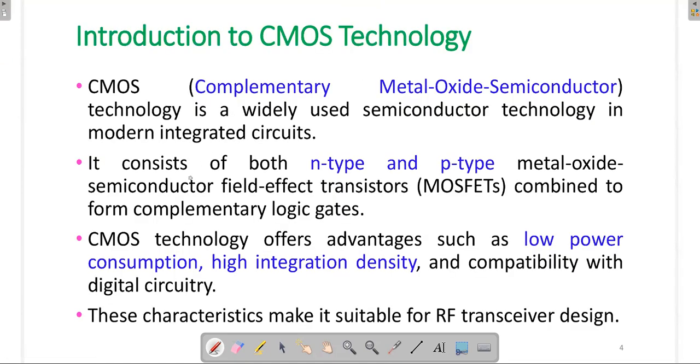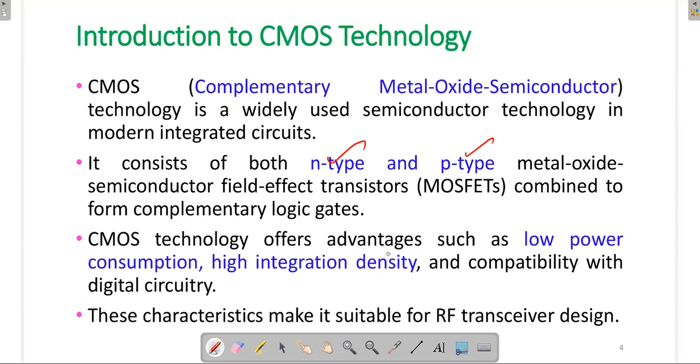Introduction to CMOS technology. CMOS means complementary metal oxide semiconductor. This technology is widely used in semiconductor technology in modern integrated circuits. The CMOS consists of both N-type MOSFET and P-type MOSFET. As N-type and P-type are complementary to each other, that's why the circuit is called CMOS. That means it consists of both N-type MOSFET as well as P-type MOSFET.